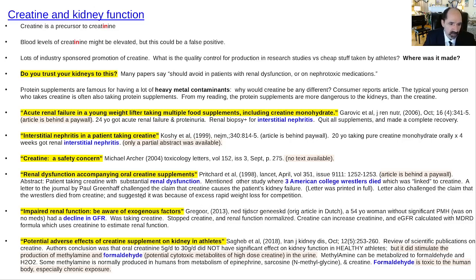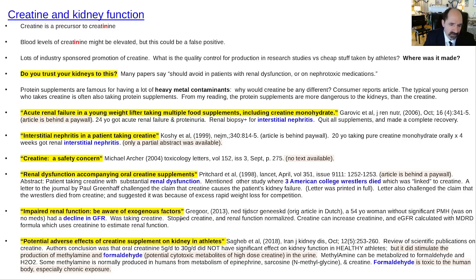Next article: impaired renal function, be aware of exogenous factors. Okay, so that was a lady who had a problem, stopped creatine, and got better. And again, I only got an abstract on that. Next one: potential adverse effects of creatine supplement on kidney in athletes. Okay, and this one said they didn't find a significant effect on the kidney in healthy people. A lot of people aren't as healthy as they think with their kidneys, like if they're on protein supplements. They could have a protein problem, and that could lead to additional problems.